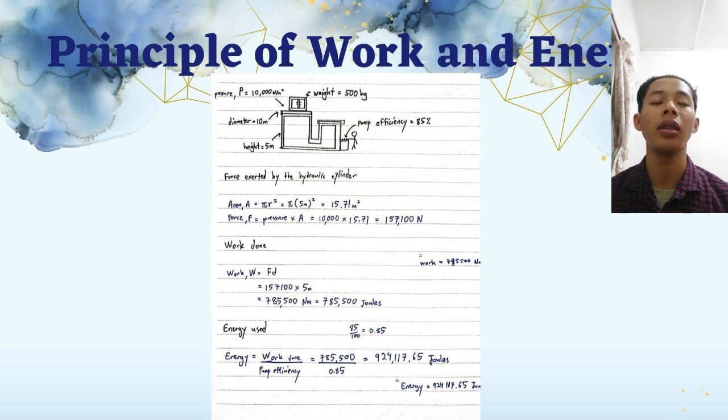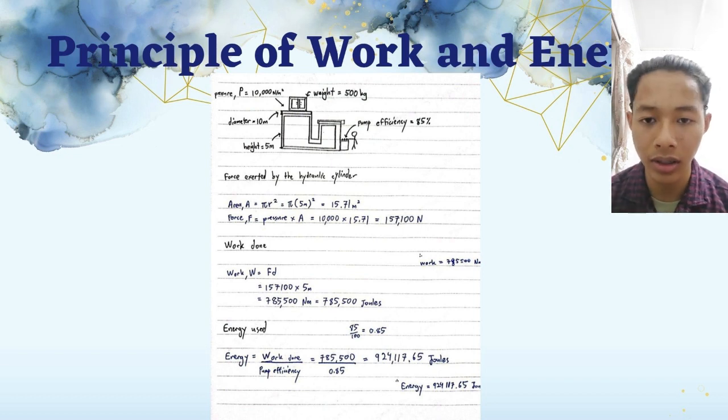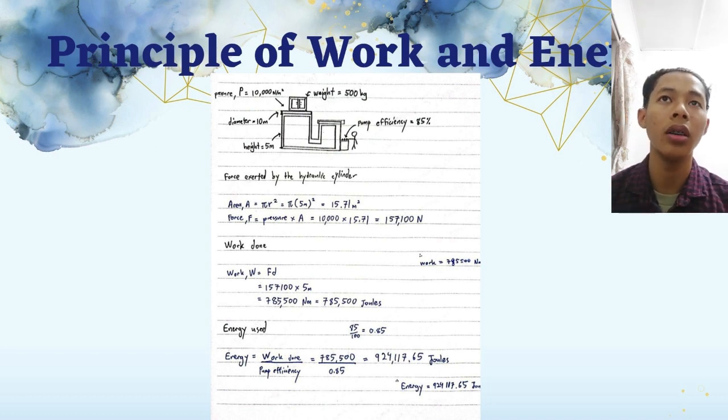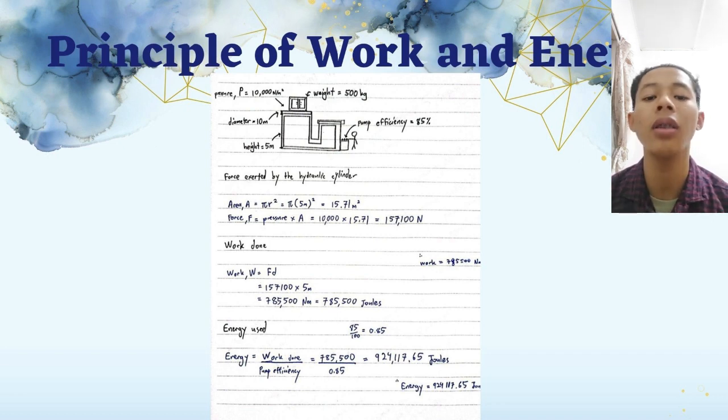Let's now delve into the principle of work and energy. Work is defined as a transfer of energy into an object due to displacement. Energy, on the other hand, is the ability to do work. By analyzing work, energy, and power, we can optimize system efficiency in engineering application like hydraulic system.